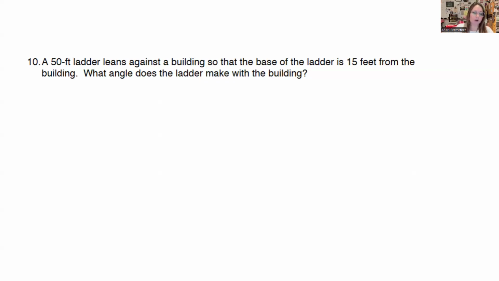I encourage you to draw a picture. So that's what I'm going to do. I'm going to have a building. I've got my building. And then I'm going to have a ladder.